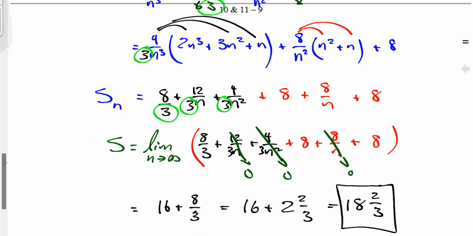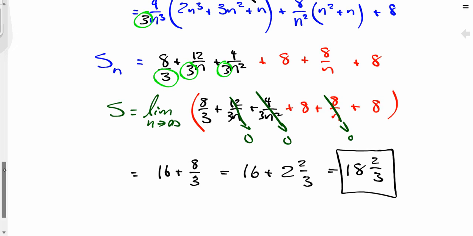But then from here, once we get that expression with just n's, we found an expression for the sum of n terms. Now I'm looking for the sum of infinite terms, and often we don't put that infinity with the s. We'll just put the s to represent an infinite sum. And we get that by finding the limit as n approaches infinity. Every term with an n in the denominator goes to 0. So what we're left with is the 16 plus 8/3, which simplifies down to 18 2/3.